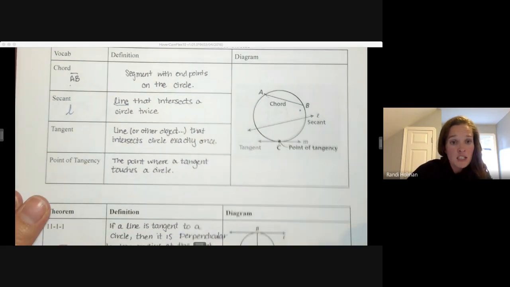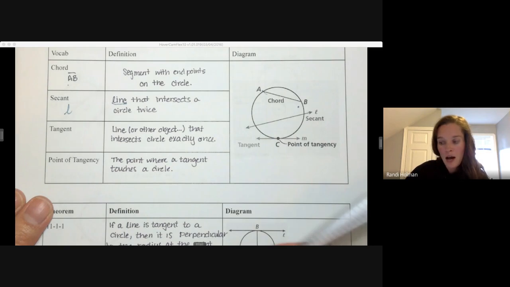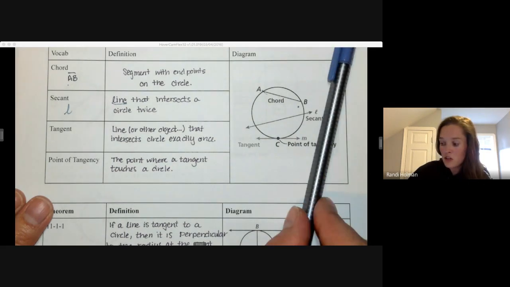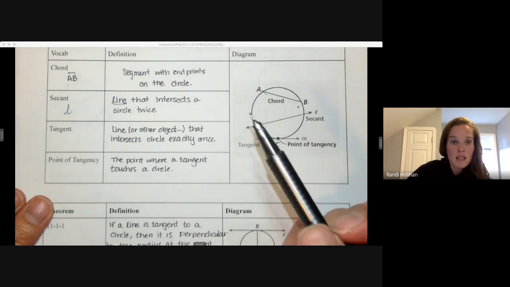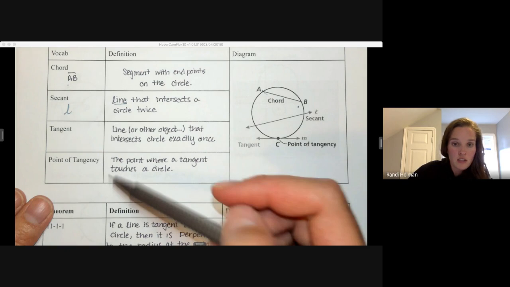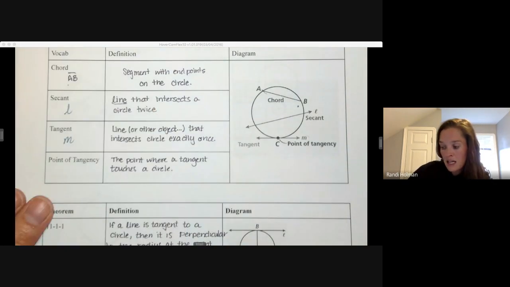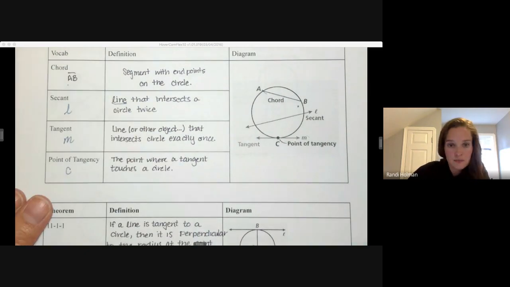A tangent is a line, or it could be other objects. We're mostly going to focus on lines that intersect the circle exactly once. So think about if you have your circle and you're bringing a line right up to the edge of your circle, so it just touches the outside of your circle, that is a tangent line. The point where the line touches your circle is called the point of tangency. So this line M here is a tangent line, and the point of tangency is that point C.